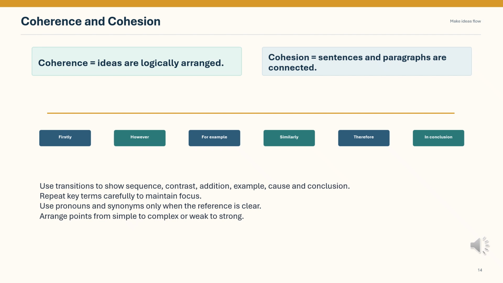Remember, transition should not be used mechanically. Do not begin every sentence with words like firstly, secondly, or moreover. Use them only when it is needed.